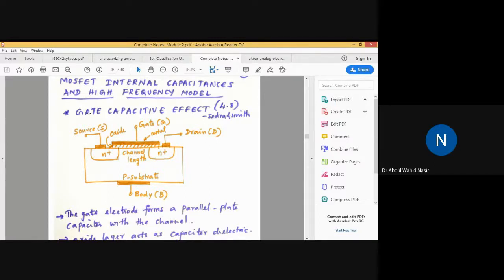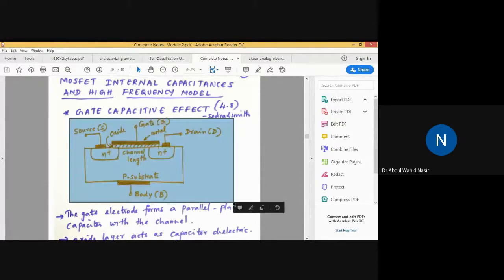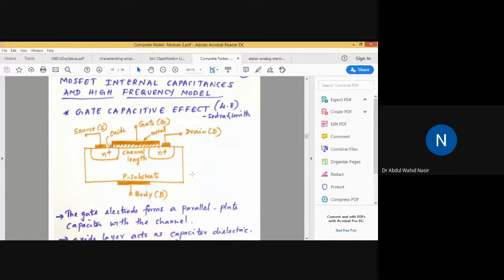Now we will see the gate capacitive effect. This content is also taken from your textbook, Sedra and Smith, and it comes under section 4.8. All of you can see here a physical schematic diagram of a MOSFET. Here we have a P type substrate and there is N type doping, one for source and one for drain. Then we have the gate, and then oxide is there.